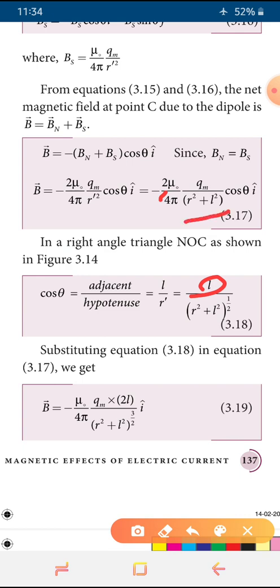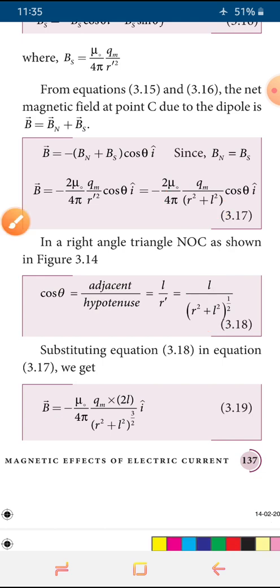So already the equation r square plus L square is there, that is power 1. Now cos theta over r square plus L square whole power 1 by 2 is there. When we combine both, that is power 3 by 2. And what is the direction? It is I cap direction. Okay, that is minus I cap direction. This is equation number 3.19.